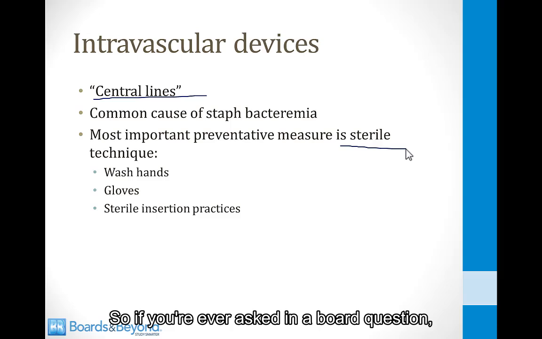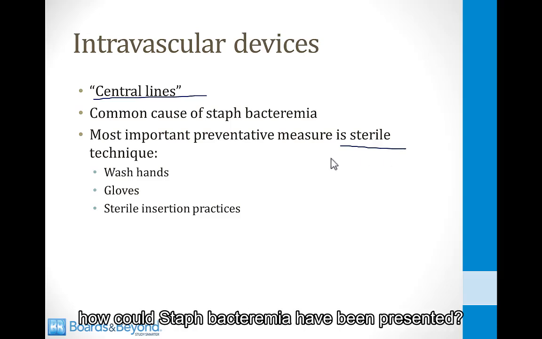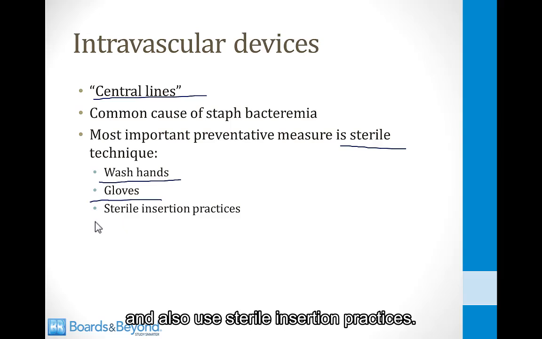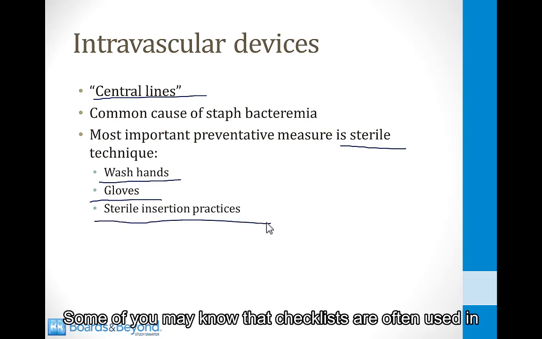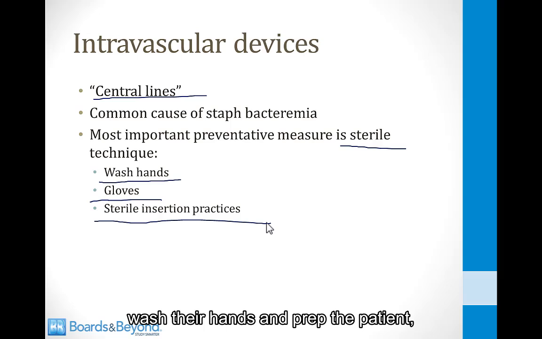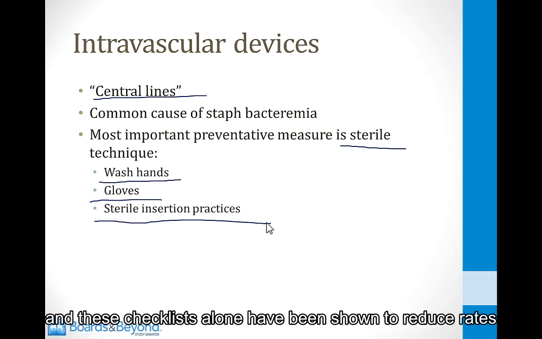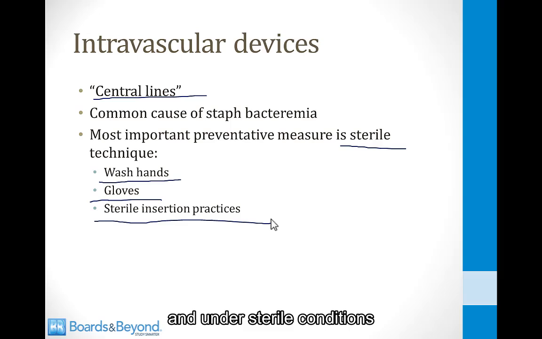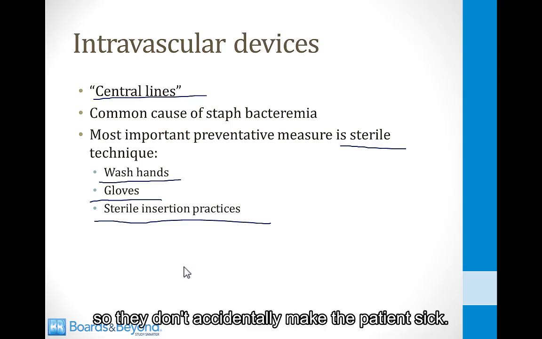So if you're ever asked on a board question, how could staph bacteremia have been prevented? The answer is to wash your hands before you put the central line in, and then also use gloves and also use sterile insertion practices. Some of you may know that checklists are often used in intensive care units to make sure that everyone has properly washed their hands and prepped the patient, and these checklists alone have been shown to reduce rates of bacteremia because patients then get the central line put in under sterile conditions and they don't accidentally make the patient sick.